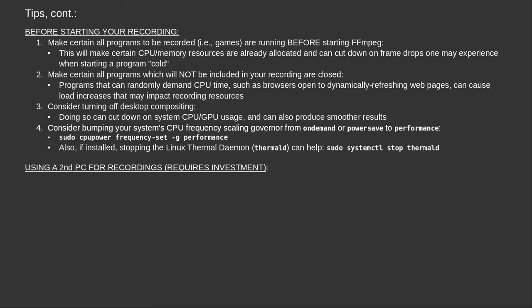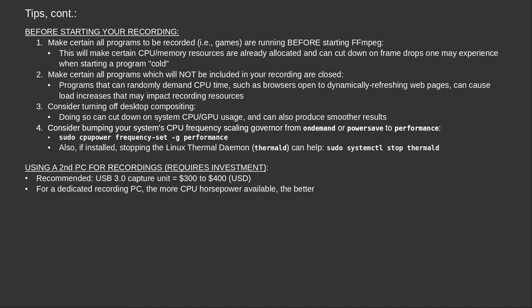Now, going for using a second PC for recordings does require an investment. I do recommend that you use a USB 3.0 capture unit over a PCIe card, like the Blackmagic Design one that I mentioned. These things will run $300 to $400, just round up to $400 just in case that price goes back up. It might be on sale right now. I'm going to remain butthurt over that $50. That is my right to remain butthurt over that $50.